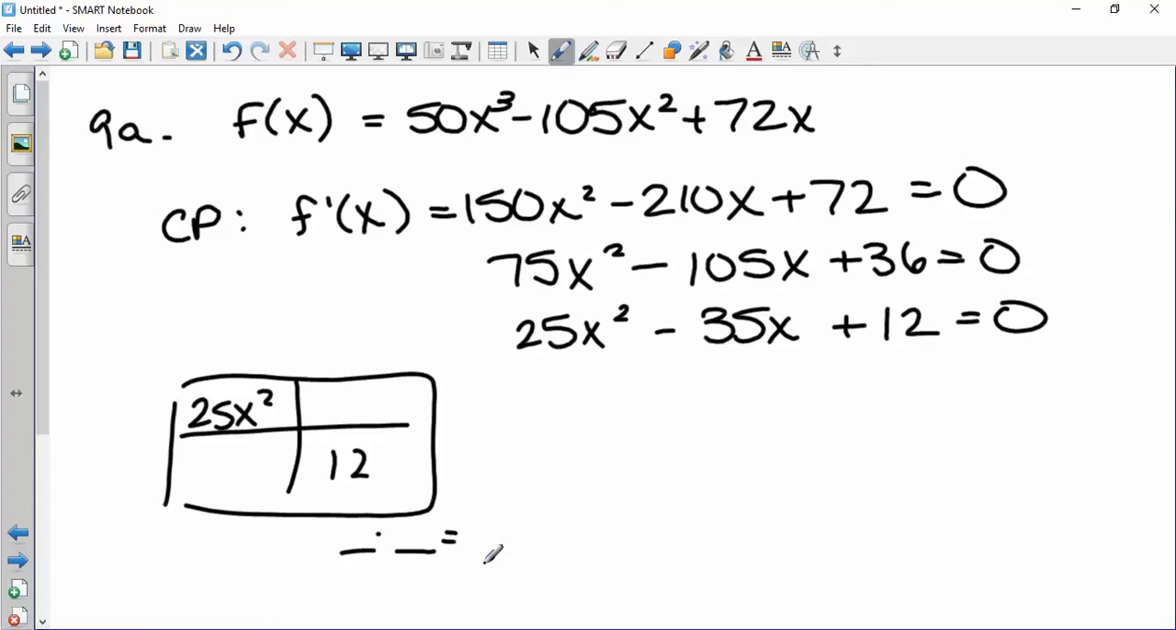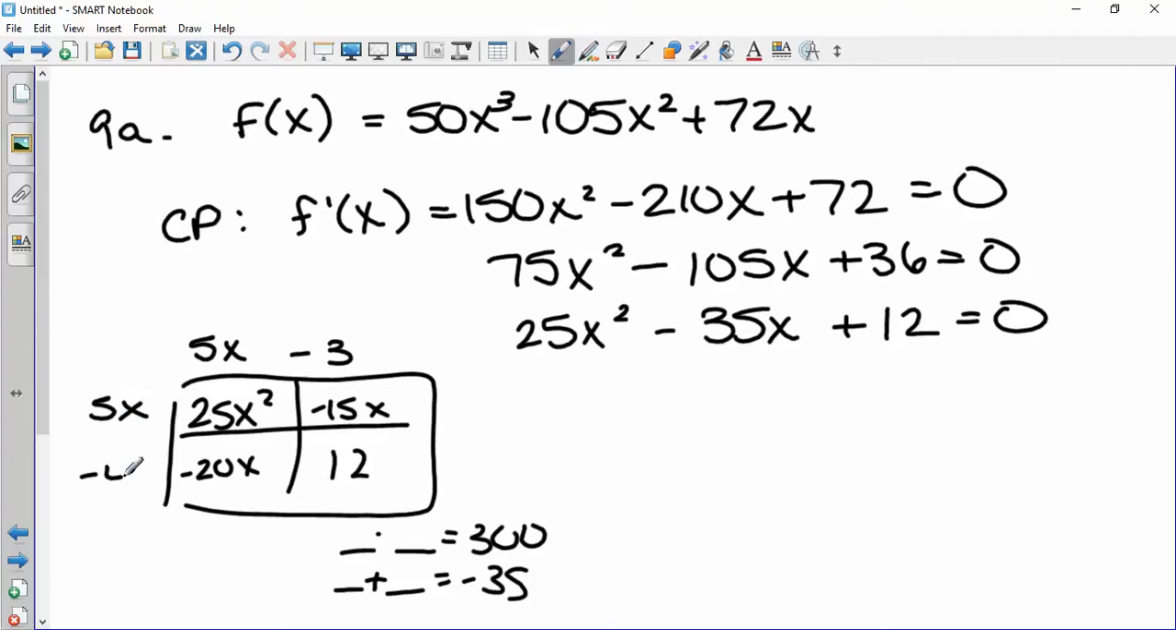So 25 times 12 is what? So multiply to 300, add to negative 35. So what would that be? Negative 20, negative 15. Dang, I had it done. I did my homework, so. So this is 5x minus 3 and 5x minus 4.